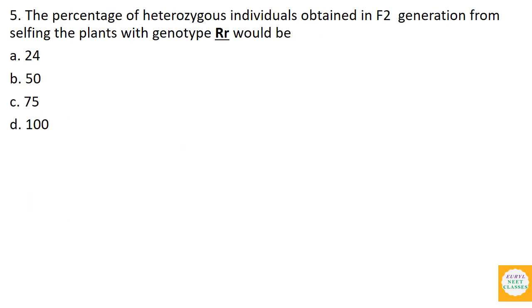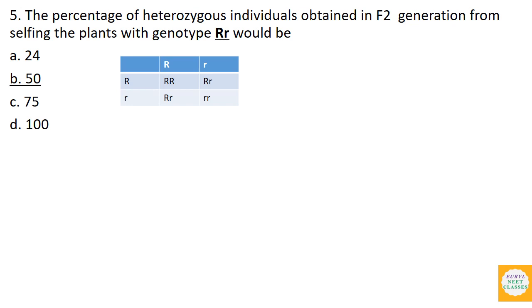Next question. Fifth question, ma. The percentage of heterozygous individuals obtained in the F2 generation from selfing the plant with the genotype capital R, small r would be. So the given options are 24, 50, 75, 100. So when you do the Punnett square, because it's a selfing, that means we should take both male and female as capital R small r and capital R small r. So this is the respective gamete.